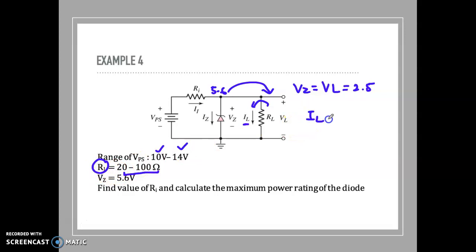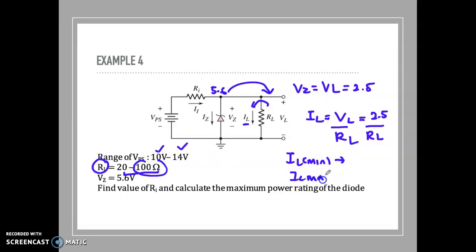So you need to use Ohm's law, I equals VL over RL. It depends on which one will be minimum, which one will be maximum. Here it becomes 2.5 over RL. This is inversely proportional, right? So your IL minimum will be at 100 ohm. Your IL maximum will lead to the low resistance because this is inversely proportional. Once you get your IL min and IL max, you can calculate your Ri just using the KVL as usual.